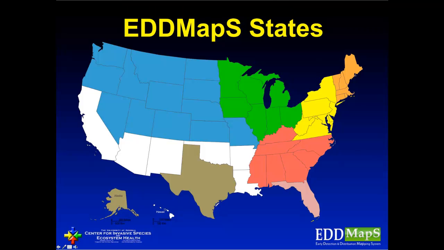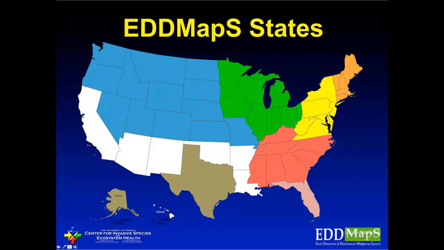EdMaps has been adopted by most states throughout the country in some form or fashion. The different colors here kind of represent the different regional projects. Orange up in the New England area is the original IPANE, or Invasive Plant Atlas of New England states. And IPANE, which was one of the projects that EdMaps actually modeled itself after, is now actually hosted and maintained through the EdMaps system, and IPANE is the New England portal to EdMaps.